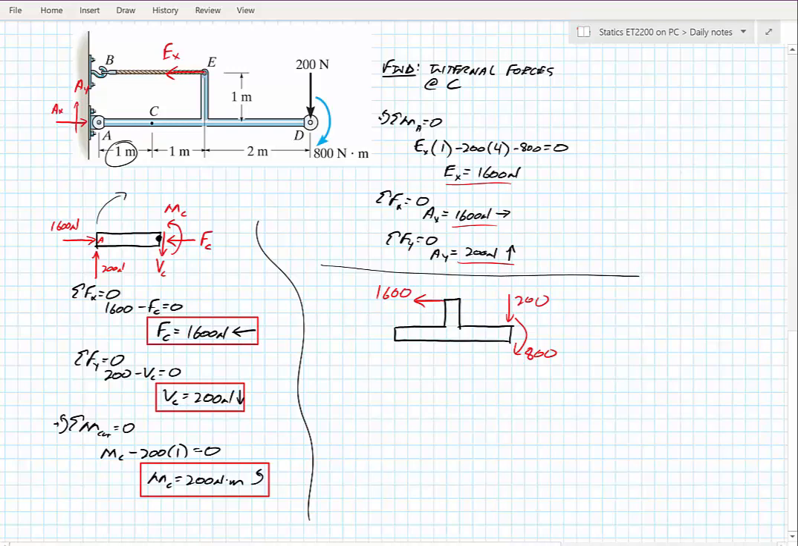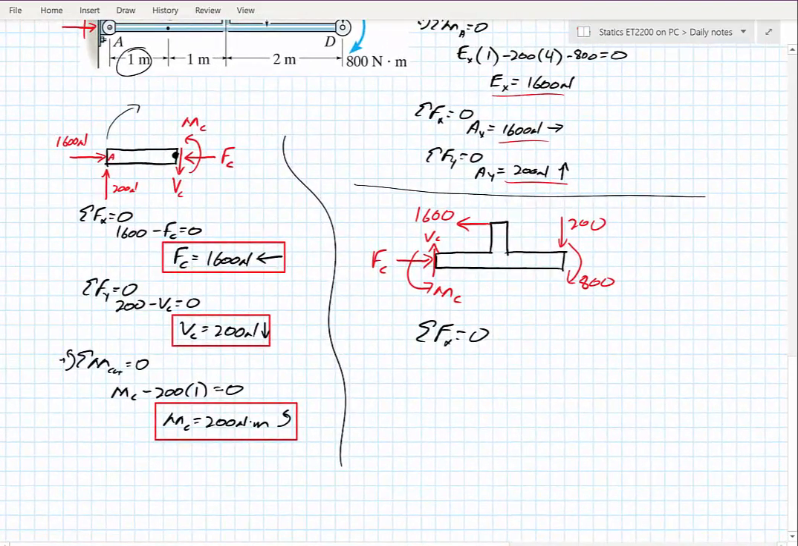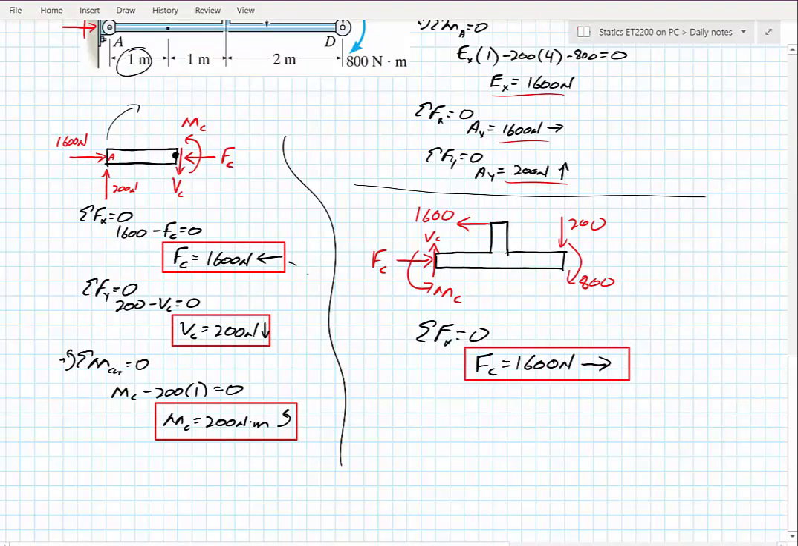After that, at point C, I have my FC, my axial direction. I have my VC, and I have my moment at point C. Sum of the forces in the x direction equals 0, and just like before, what I would see is that FC is equal to 1600 newtons. However, now it's pointing to the right instead of the left, because we are on the other side of the member. So you could note that these are always going to be equal but opposite direction. That allows that internally these forces in essence cancel each other out.